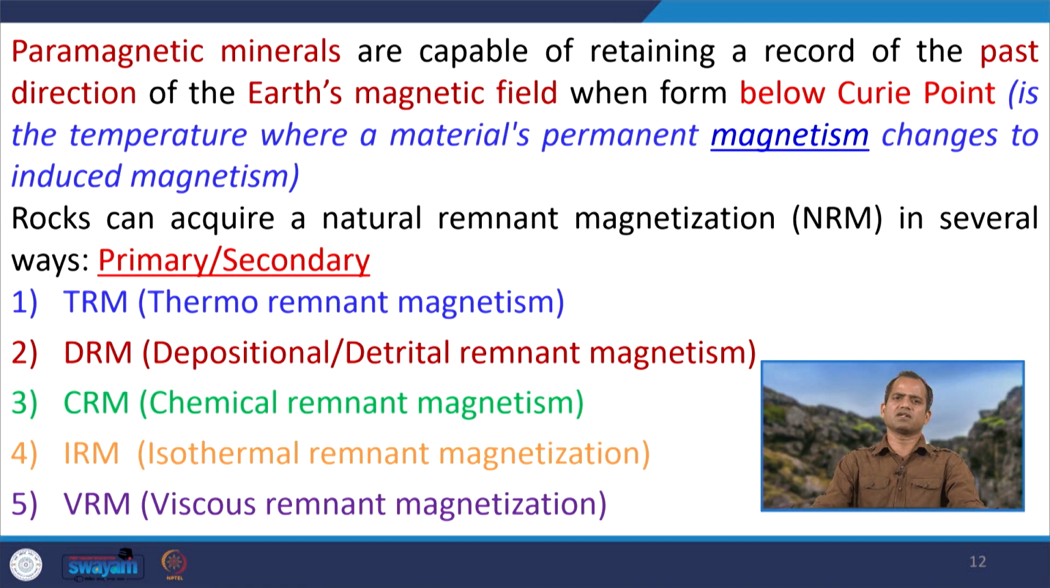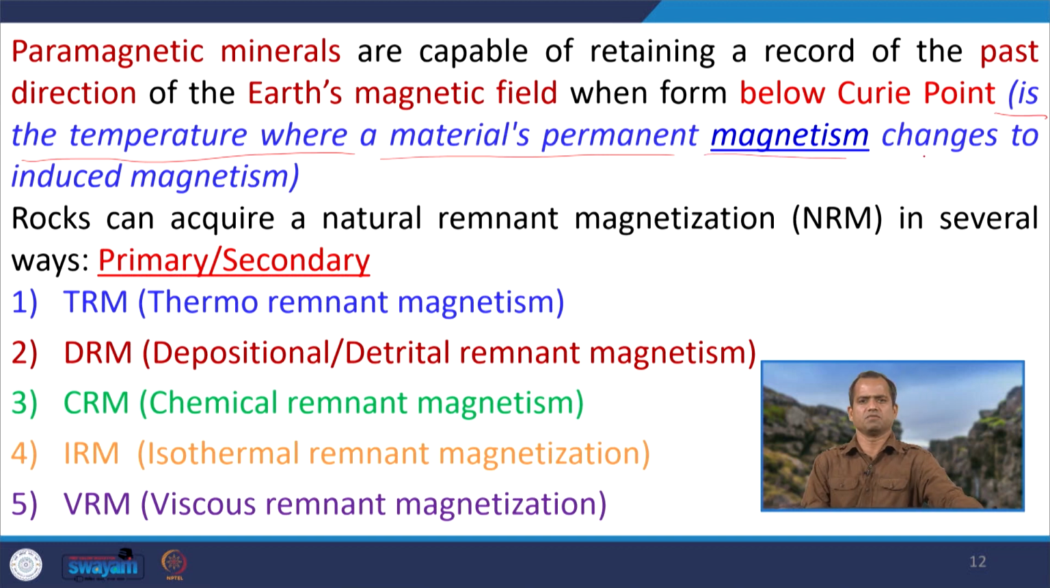And the paramagnetic minerals are capable of retaining a record of this past direction of Earth's magnetic field when they freeze below the Curie point. The Curie point can be defined as the temperature where a material's permanent magnetism changes to induced magnetism.